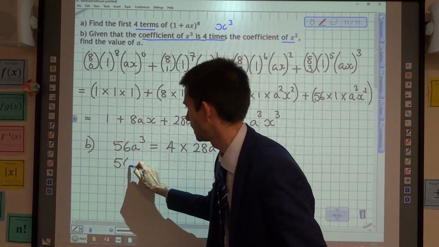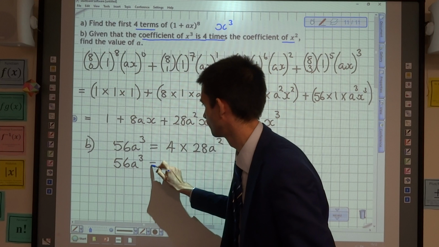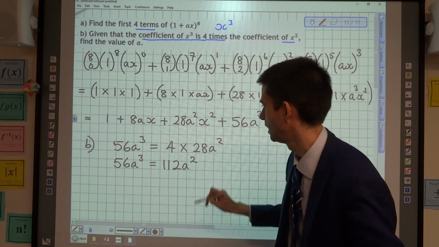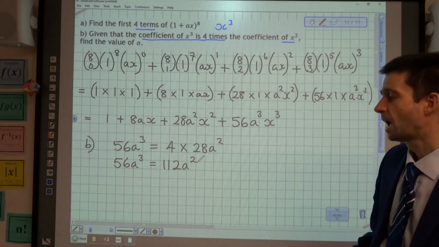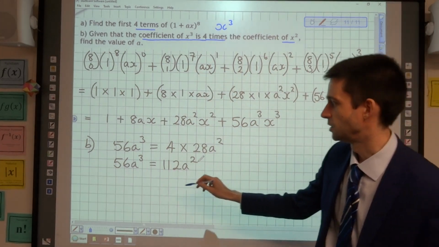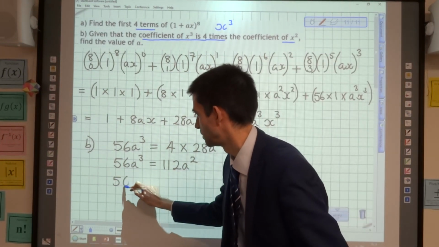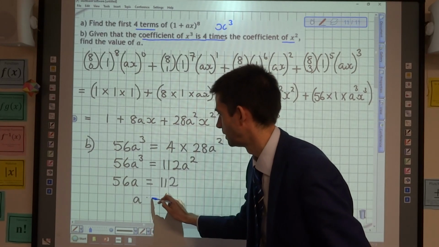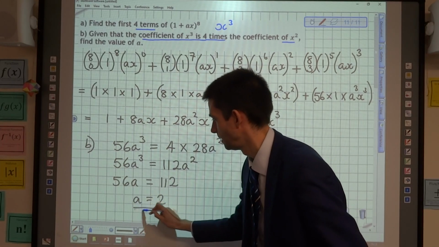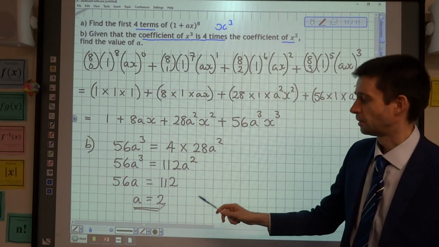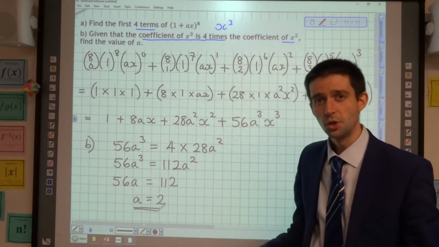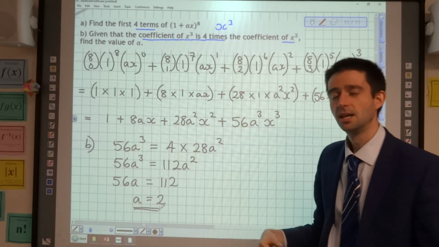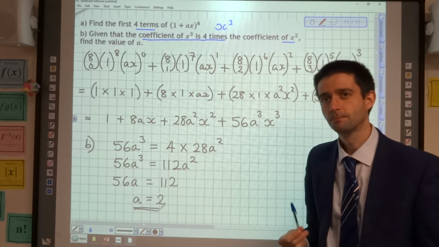So 56a cubed is equal to 112a squared. What we can do now is we can cancel a squared to say that 56a is 112, and divided by 56, that means that a must equal 2. So the value of a in our original expansion would be 2, and if we wish to, we could substitute 2 into the expansion we found in part A to find those terms straight away.